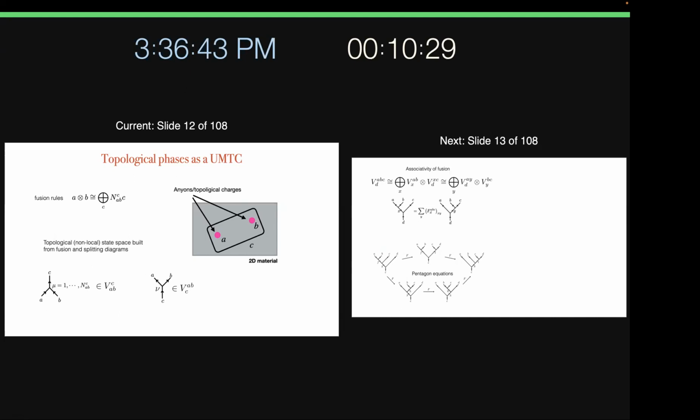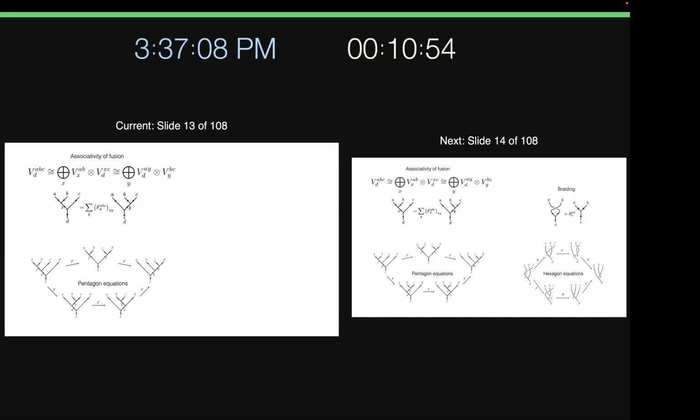Similarly, there will be dual vector spaces, which describe how anions can split in space-time. Okay, and any wave function that we want to write down can be built out of trivalent junctions that look like this. All right, any questions at this point?